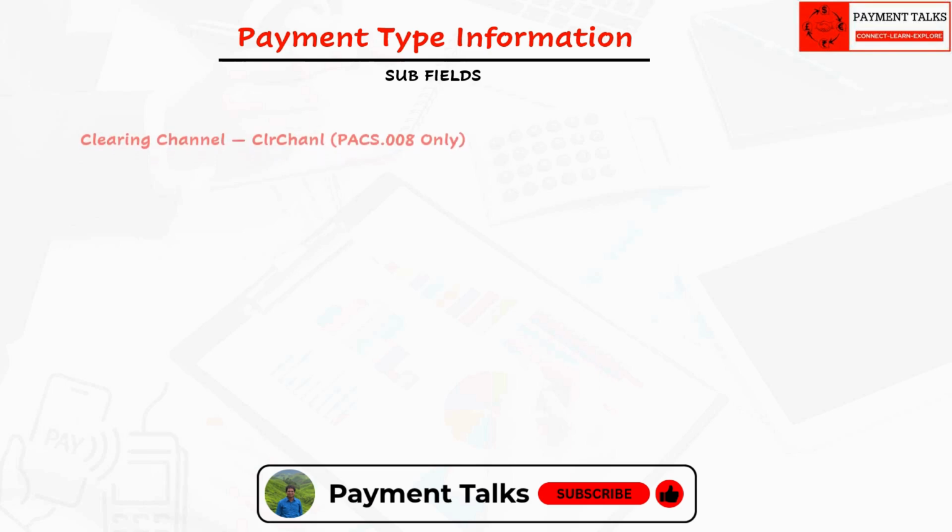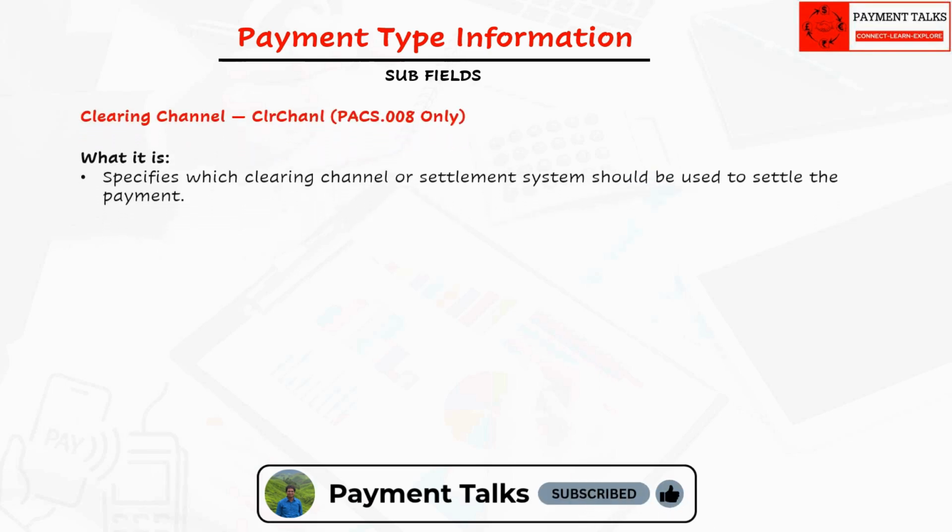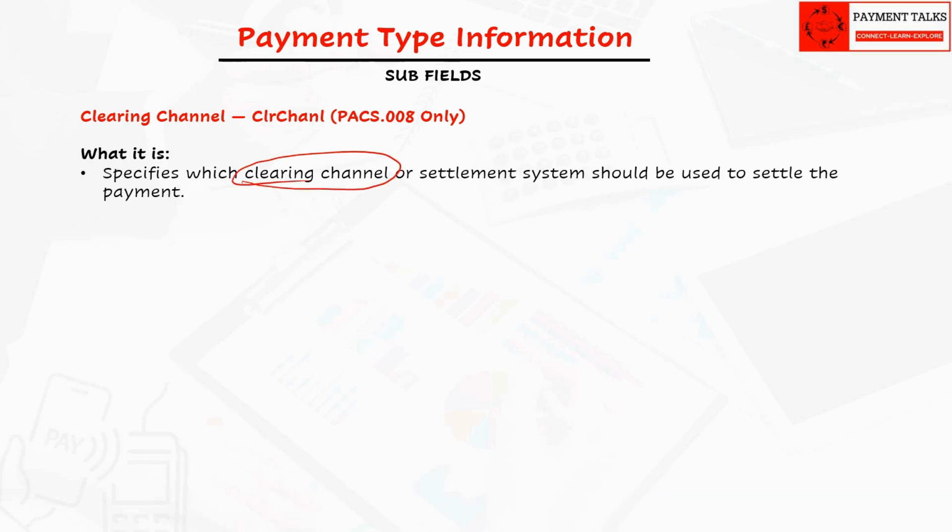The last subfield is clearing channel. What is it? This field specifies which clearing channel or settlement system should be used to settle the payment. This field exists only in PACS.008. It is not present in PAIN.001. Why the difference? In PAIN.001, the corporate instructs its bank, but the choice of clearing channel is the bank's responsibility, not the corporate's. Once the bank converts the PAIN.001 into a PACS.008 for interbank execution, it populates clearing channel to inform the next party in the chain which settlement rail applies.